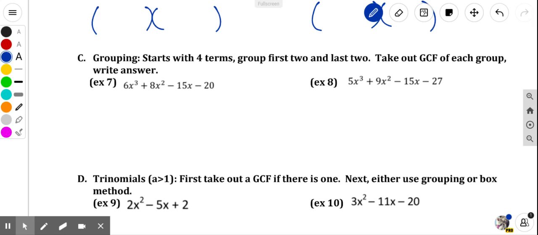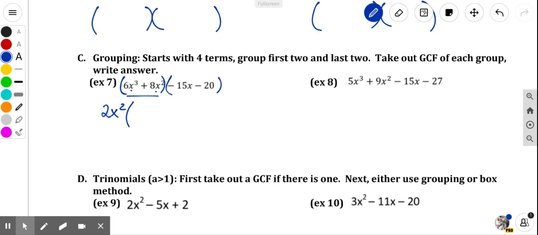You put parentheses around the first 2 terms and the last 2 terms. Then you look at each set of parentheses independently. So I'm going to start with this first one. You take out the GCF. So we want to think of what number does 6 and 8 have in common? 2. And then x to the third and x squared, they have an x squared in common.